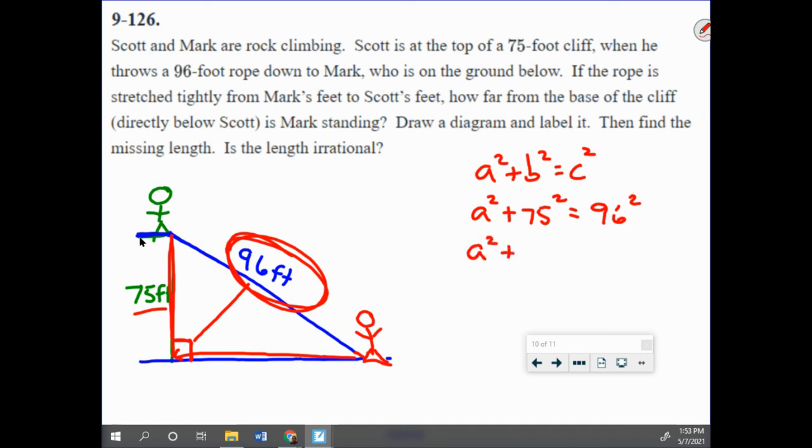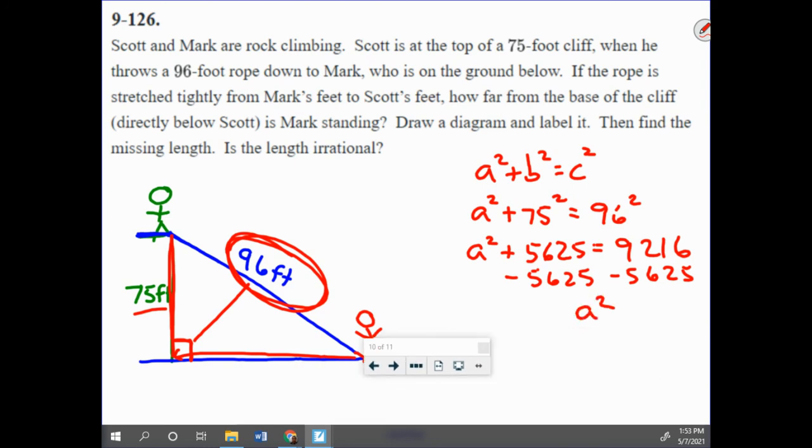A squared plus 75 squared is 5,625. 96 squared is 9,216. Then, how do I finish solving this? I want to get A alone, so I subtract 5,625 from both sides, and I get that A squared equals 9,216 minus 5,625 equals 3,591. Finish it off. I square root both sides. And A, well, what is A?